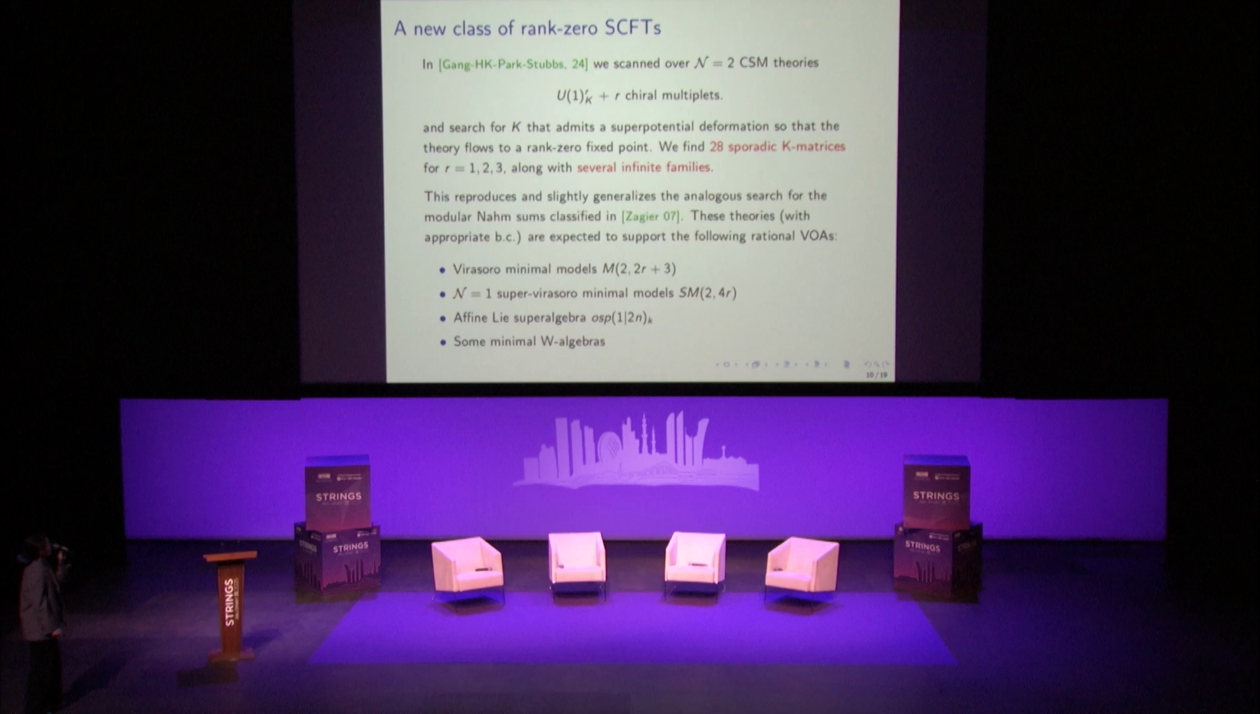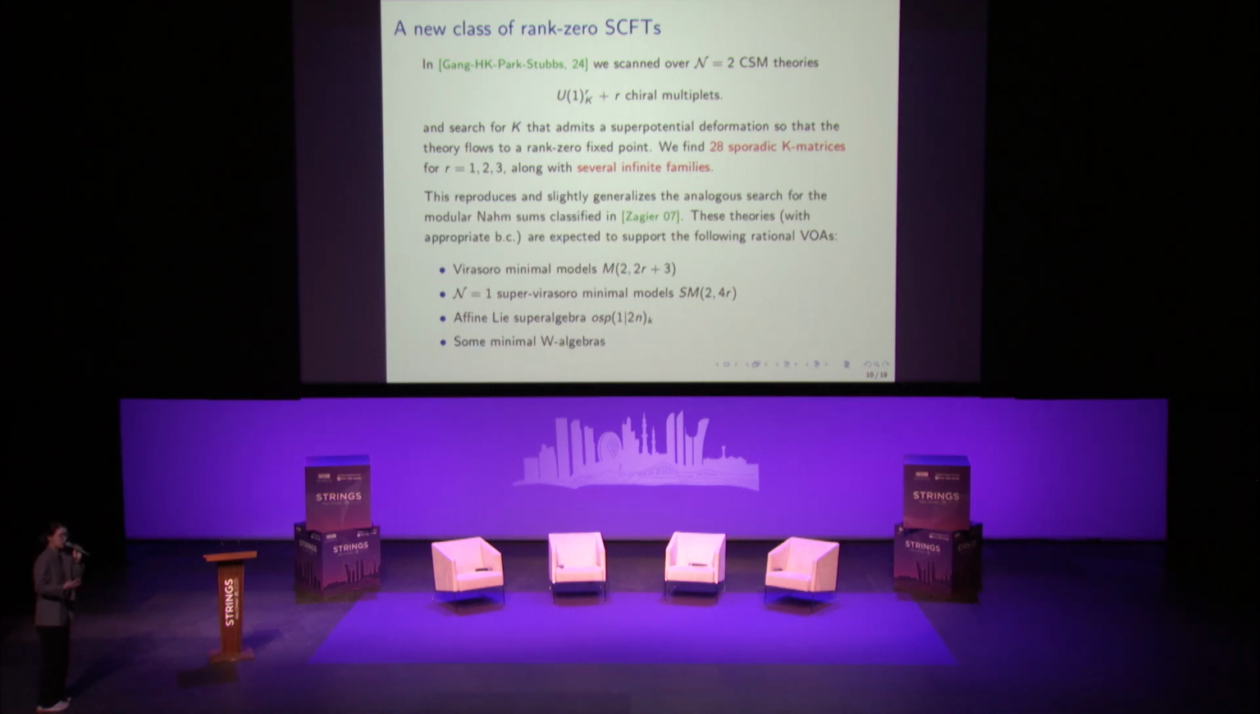So in this work, we scanned over a large class of N=2 Chern-Simons matter theories with this particular representation and searched for K matrices that admit superpotential deformations, so that the theory flows to a rank 0 fixed point. And then we find that for r equals 1 to 3, as in the paper by Zagier, we find 28 sporadic K matrices, along with several infinite families. This result reproduces and also slightly generalizes the analogous search for the modular Nahm sum formula that I mentioned before, classified in the paper by Zagier.